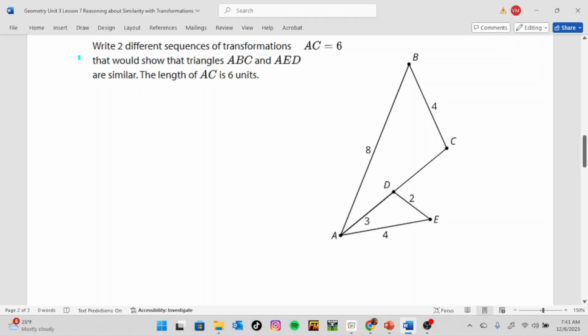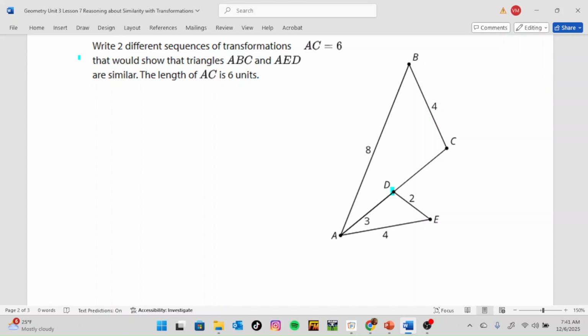Practice problem number 2. Write 2 different sequences of transformations that would show that triangles ABC and AED are similar. The length of AC is 6 units. Remember that the angles are going to stay the same. The first thing I want to do is identify which side lengths are connected to each other, which ones correlate.